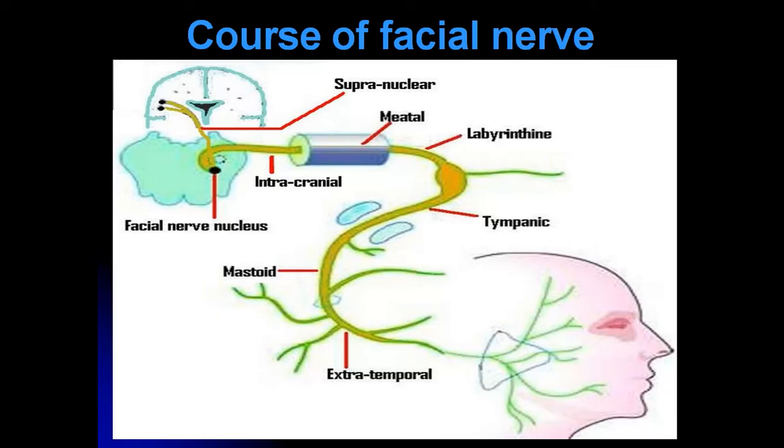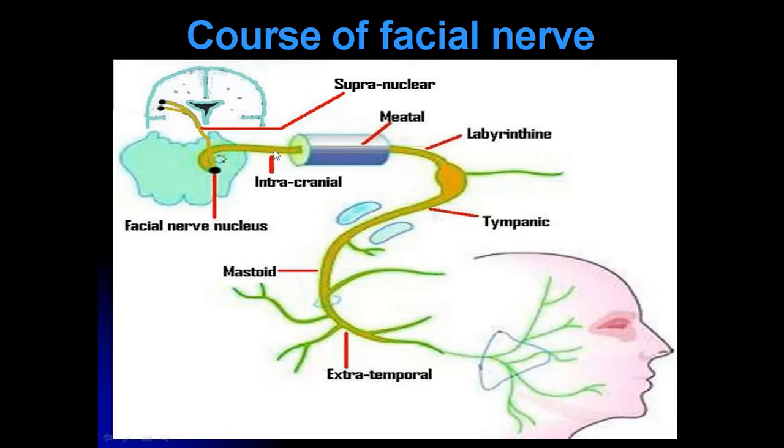Intracranial, intratemporal, extratemporal. What I told you is cisternal, meatal, labyrinthine, tympanic, and mastoid. Mastoid is also called vertical. Tympanic is also called the horizontal part. So CMLTV, remember like that. Even a normal student can remember: Chief Minister has got a large television.